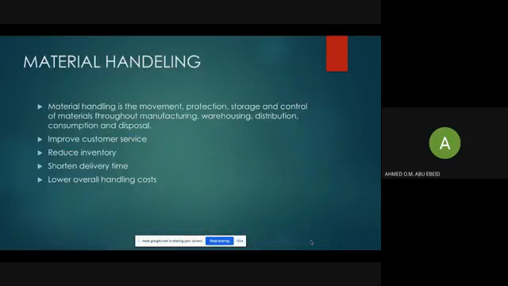Now, material handling. Material handling is the movement, protection, storage, and control of materials throughout manufacturing and the warehouse. A company's material handling is put in place to improve customer service, reduce inventory, shorten delivery time, and lower overall handling costs. So we can conclude that material handling is a very crucial area in the industry.